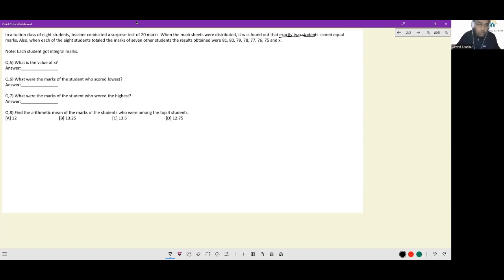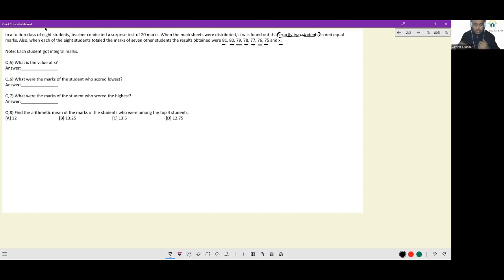Also, when each of the 8 students totaled the marks of the 7 other students, the results obtained were 81, 80, 79, 78, 77, 76, 75, and X. Okay, now utilize this piece of information. You have exactly 2 students who have got the same score.